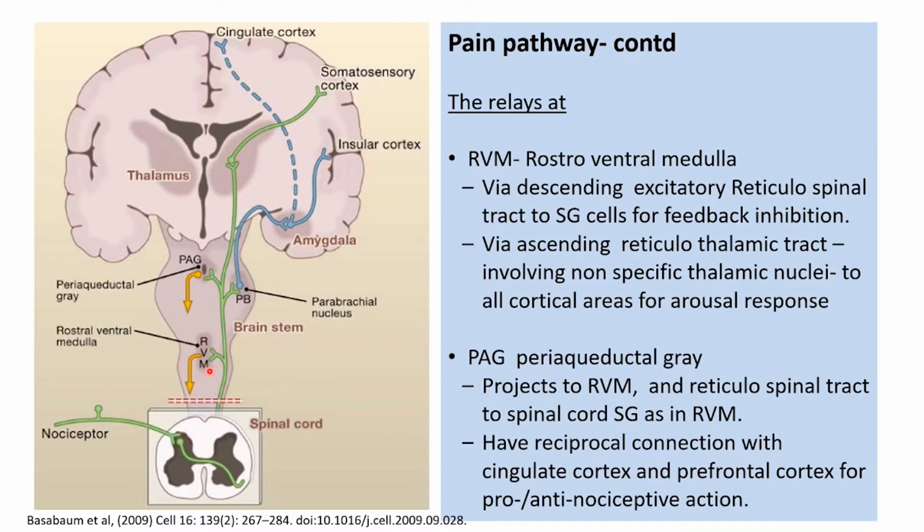In addition, the periaqueductal gray is in reciprocal connection with the cingulate cortex and the prefrontal cortex, and these two important cortical structures try to modulate the pro and anti-nociceptive actions, and these actions are mediated through the nuclei situated in the periaqueductal gray.